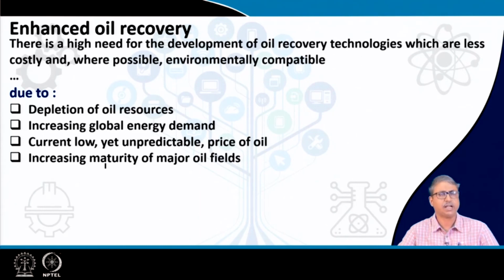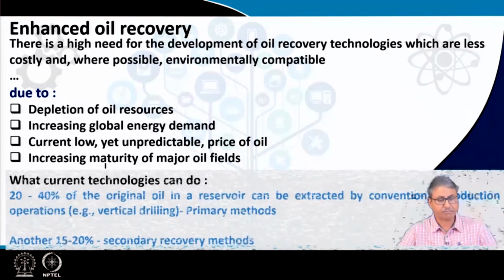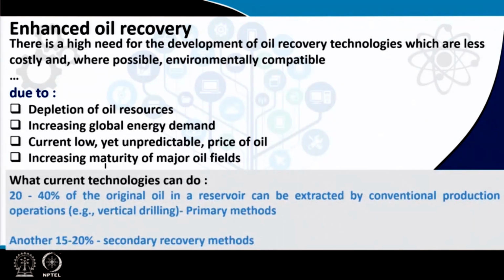Because, as I mentioned, a large proportion of the petroleum oil still remains in the oil beds or the oil reserves after the secondary treatment is even done. Now, what can the current technologies do, that is the physical and chemical technologies, which are basically the primary and secondary methods? 20 to 40% of the original petroleum oil present in the reservoir can be extracted by conventional production operations, that is vertical drilling, and it is basically the primary method. Another 15 to 20% can be recovered by the secondary recovery method.